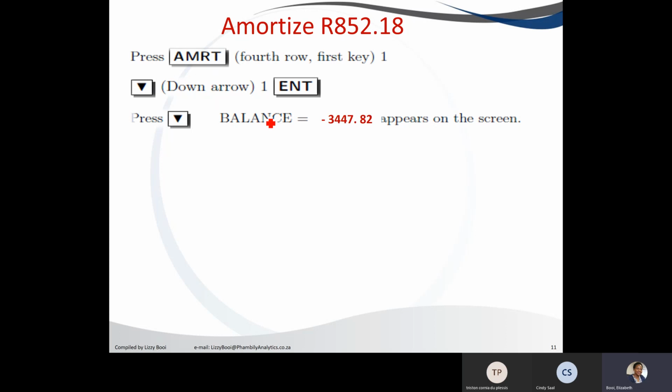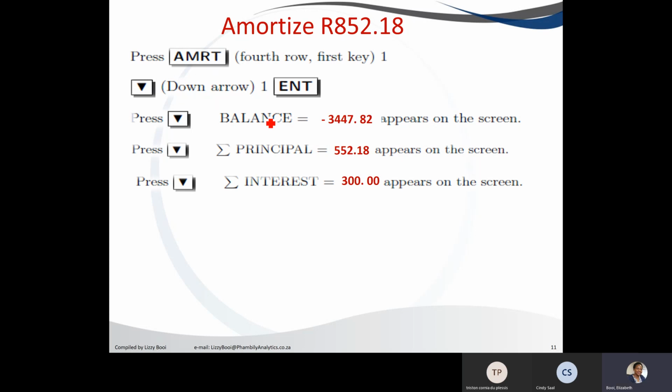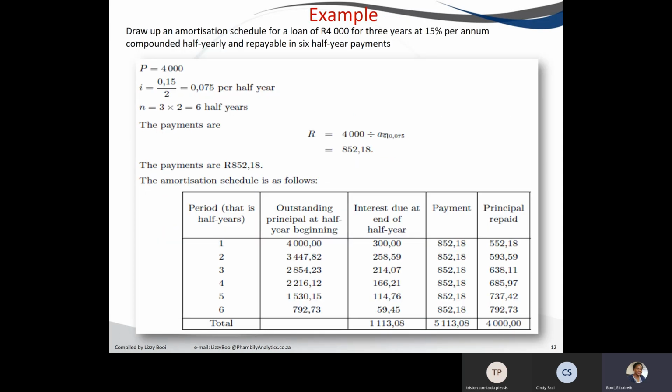and it will give you the closing balance after you make that first payment, which is 3,447.82, and then we calculate the principal amount, which is 552.18, and when you press the down arrow, it gives you your interest, and then you press down arrow. If we want to go and amortize and get the next payment, we press down arrow and we press 2, and then press ENT, and then press down arrow ENT 2 ENT, and this will amortize the second payment, and you are able to complete the whole table with that.